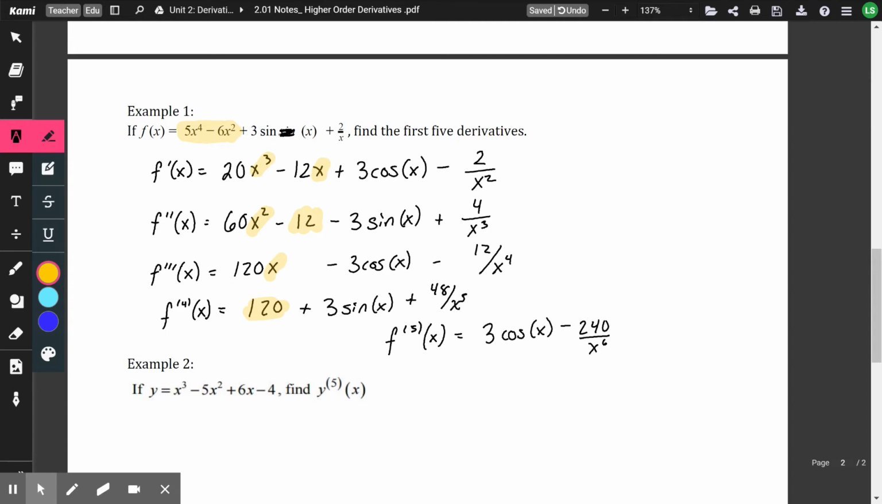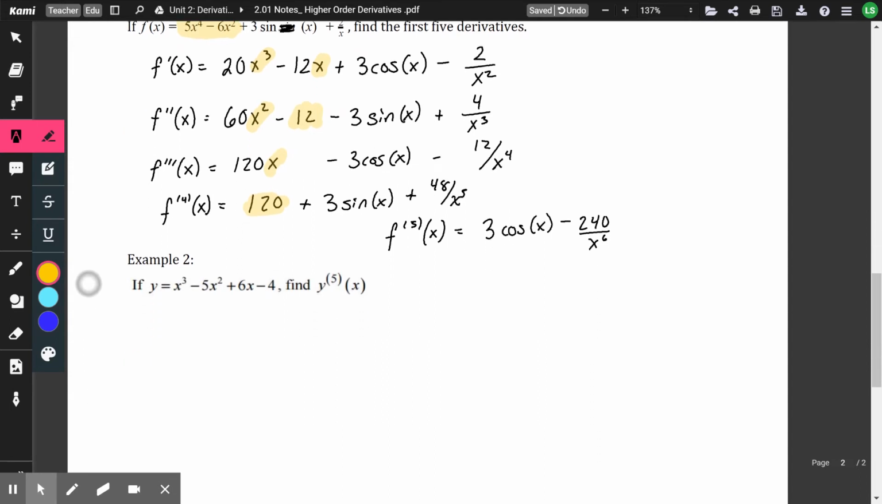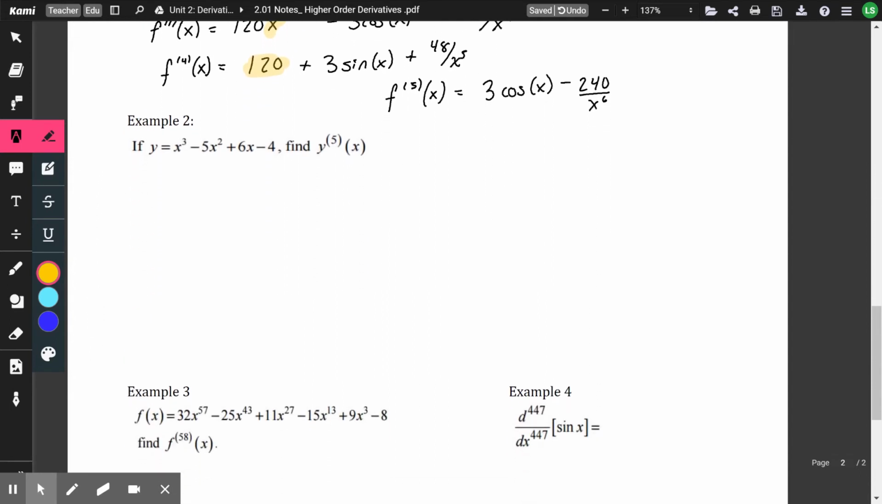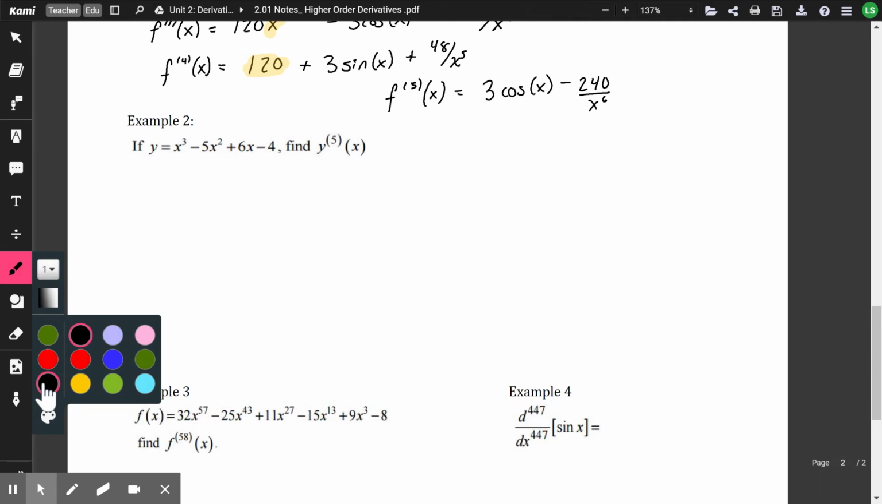So if we're taking multiple derivatives, the powers in your polynomials may end up going down to 0, depending on how many derivatives you're taking. So if we take a look at example 2, this illustrates this very well. We're going to find the 5th derivative of y in terms of x, given that y is a cubic function. So take a moment to find the first 5 derivatives and see what happens.